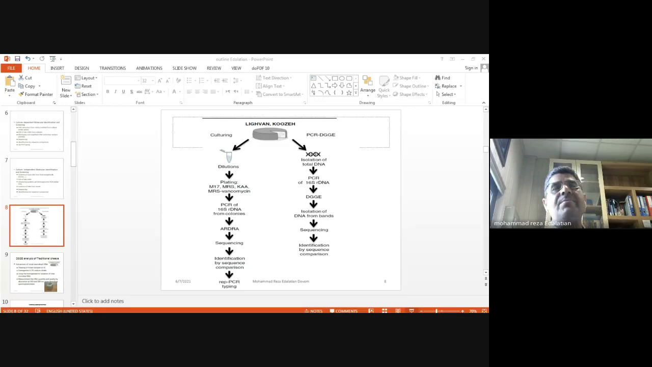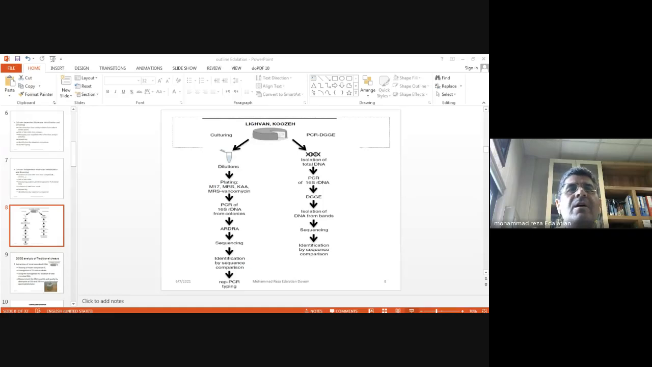So in the next step, we have the RAPD. RAPD, as I mentioned for you in previous slides, is a kind of typing and differentiation technique, a molecular technique. And after that, we have a sequencing step. In this step, we should send the PCR products to the sequencing centers, as I told you before. And after sequencing, in the next step, we have identification by sequence comparison. And in the final step, we have rapid PCR typing.